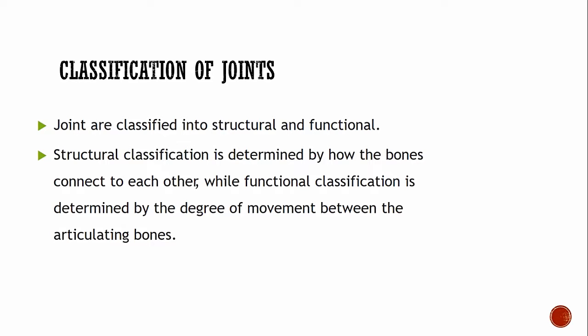For example, the structural classification means how each bone is connected to each other. For example, a ball and socket joint: how is it connected? One acts like a ball and the other acts like a socket. And also the hinge or plane, etc. And functional means what is the degree of movement. Based on this, it is divided.